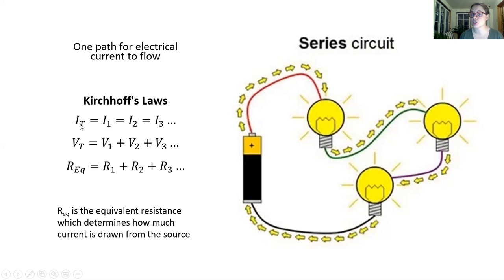So we'll see here that the current, IT, is the current at the battery. So IT is at the battery. Total current, or battery current, is the same as the current at position 1, position 2, and position 3. So we'll call these 1, 2, and 3. So we'd have I1 here, I2, and I3. So all of the currents are the same in a series circuit. None of the bulbs have different currents.